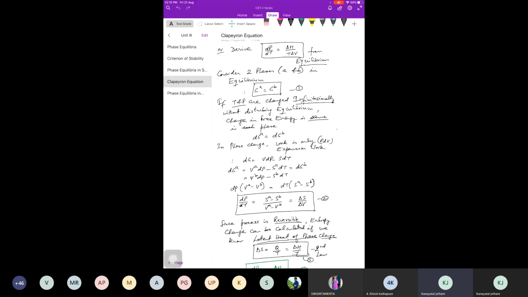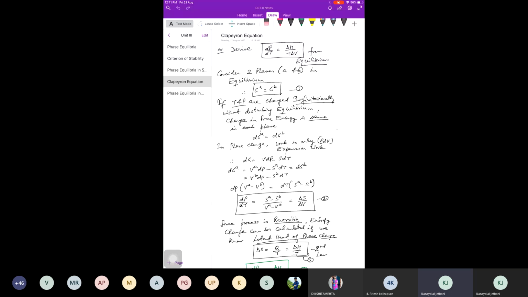So it says derive dP by dT is equal to delta H by T delta V from equilibrium. So we consider two phases A and B in equilibrium. So we have GA is equal to GB. If the temperature and pressure are changed infinitesimally, that means reversible processes, without disturbing equilibrium, the change in free energy is same in each phase. So dGA is equal to dGB. थोड़ा इधर change होगा, थोड़ा उधर change होगा. जितना इधर change होगा उतना उधर change होगा.